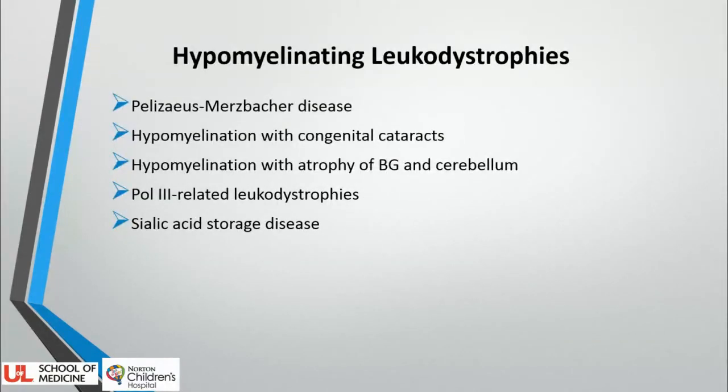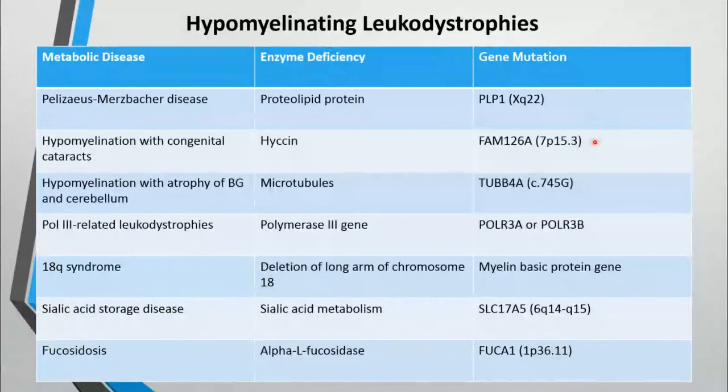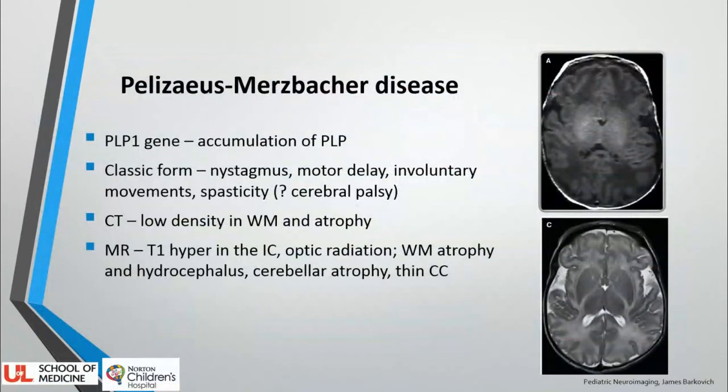This is the last set of disorders due to hypomyelination. The table here lists gene mutation causing enzyme deficiency in each of the hypomyelinating leukodystrophies. Gene mutation in Pelizaeus-Merzbacher disease results in accumulation of proteolipid protein, and this is toxic to the oligodendrocytes, resulting in decreased myelination.